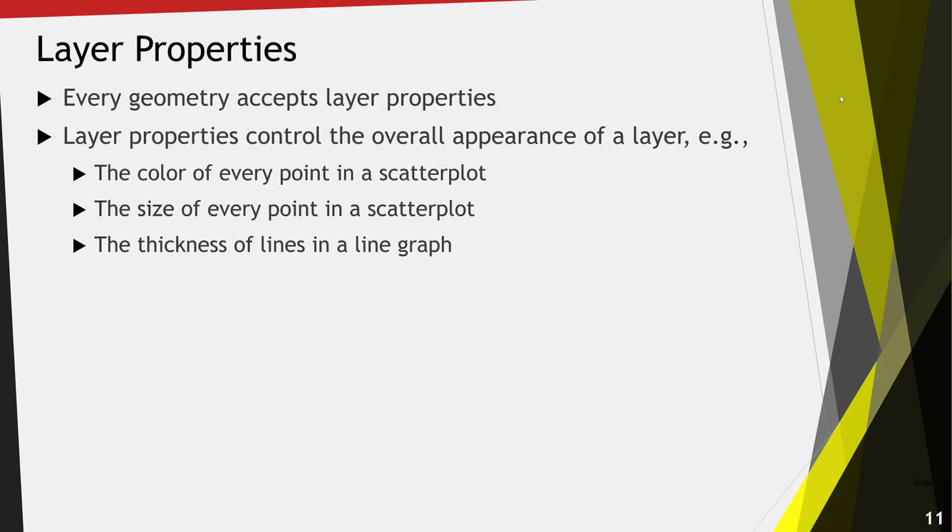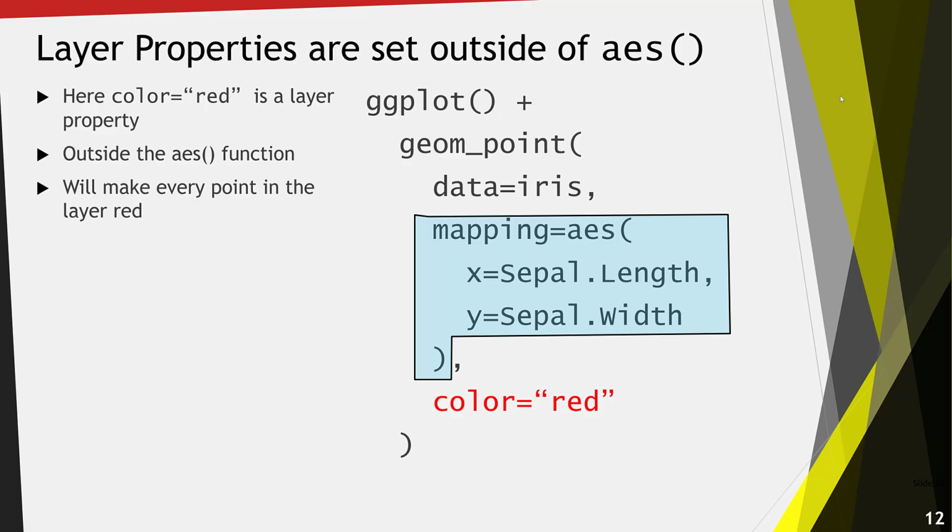You'll remember that geometries also accept layer properties. In contrast to aesthetics, layer properties control the overall appearance of a layer. For example, you would use a layer property to change the color of every point in your scatter plot, or to change the size of every point in your scatter plot. Likewise, you might use a layer property to change the thickness of every line in a graph. Layer properties are set outside of the aesthetic function. So in this example here, I have the aesthetic function setting the x and y aesthetics, but then outside of it, I set the color equal to a piece of text that says red. What this is going to do is make every point in this geometry red.